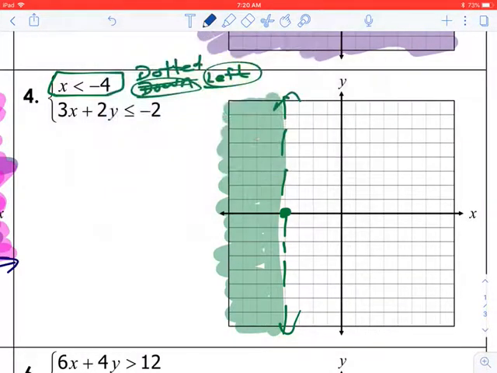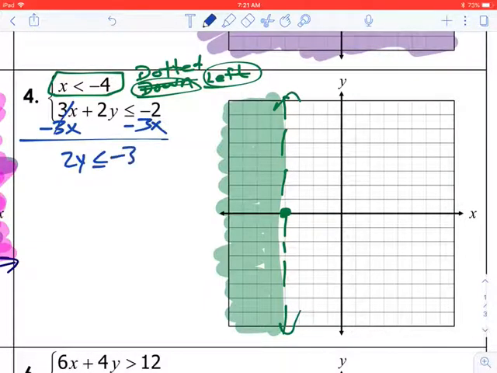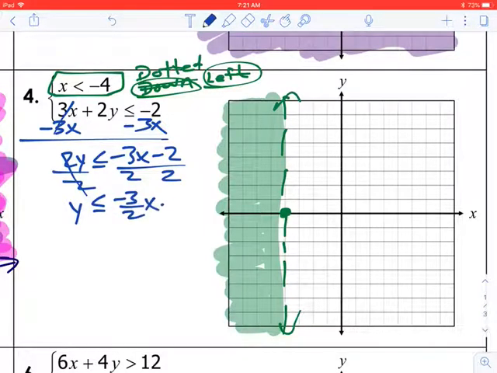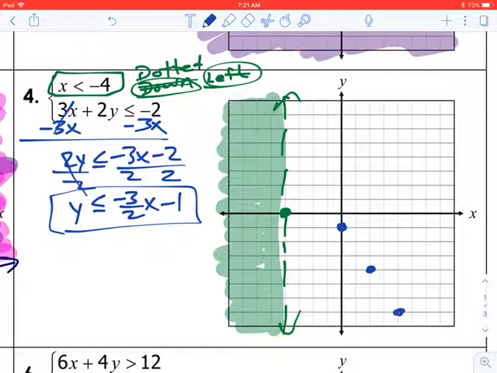But we gotta solve it first, so I gotta get y by itself. So I've got 2y less than or equal to negative 3x minus 2. Divide both by 2. I get y less than or equal to negative 3 over 2x minus 1. Now I'm ready to graph. So negative 1, down 3, since it's negative, right 2. Down 3, right 2. Up 3, left 2, if I want some more points. Up 3, left 2.